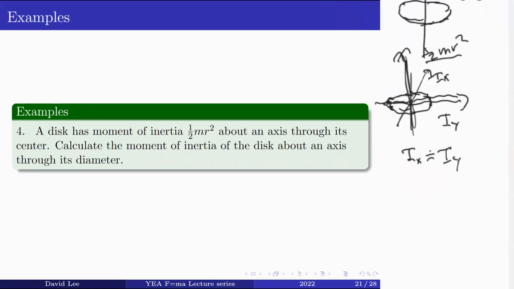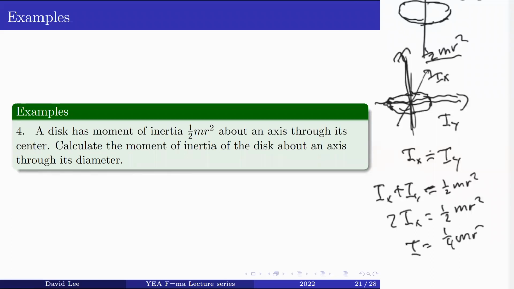Okay, so now we just get that Ix plus Iy is equal to 1/2 mr squared. But since these are equal, we will just get that each one is equal to 1/4 mr squared. All right, and that is our answer.